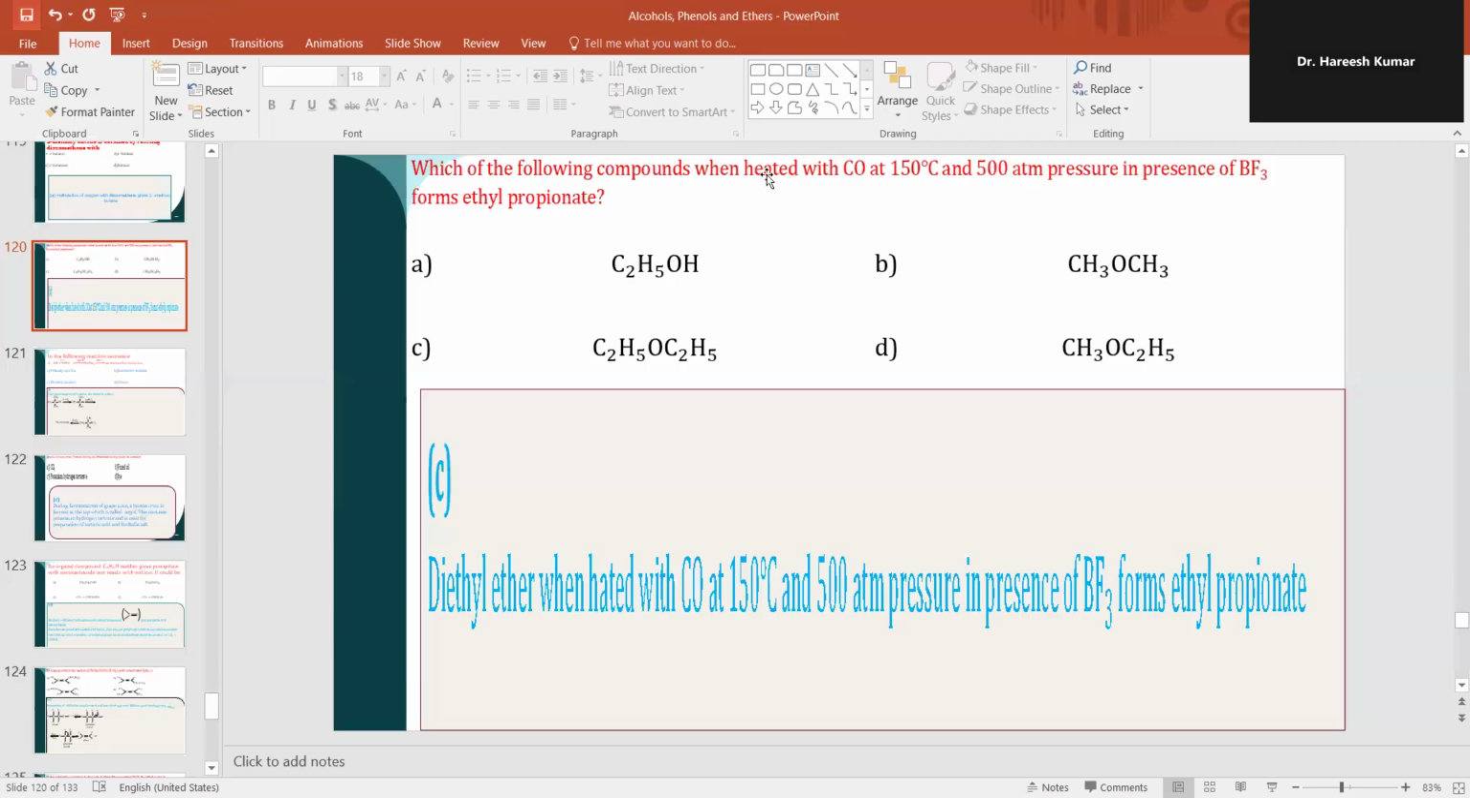So which of the following compounds, when heated with carbon monoxide at 150 degrees and 500 atmospheric pressure in presence of trifluoroborane, forms ethyl propionate? Ethyl propionate is an ester. So for this ethyl propionate formation, the starting material should be diethyl ether. Let's take another question.